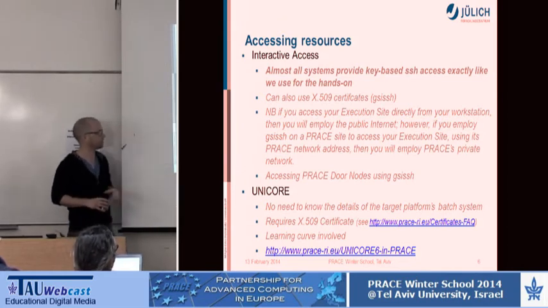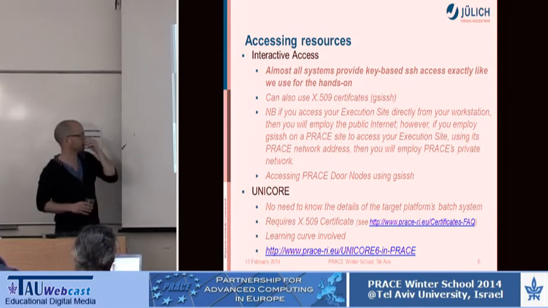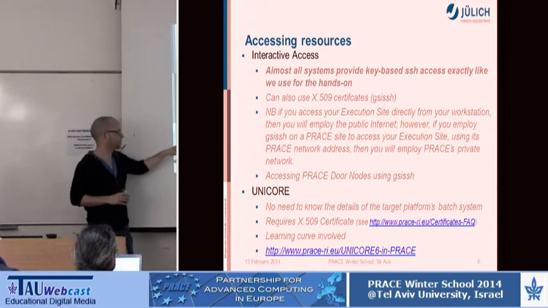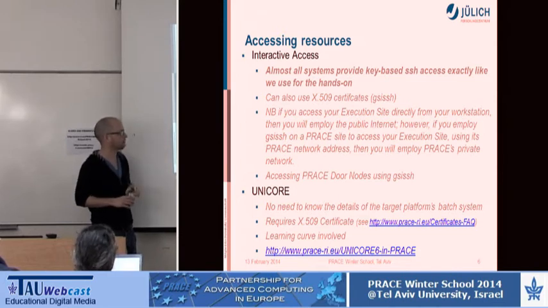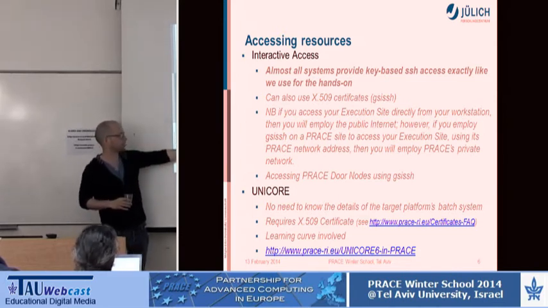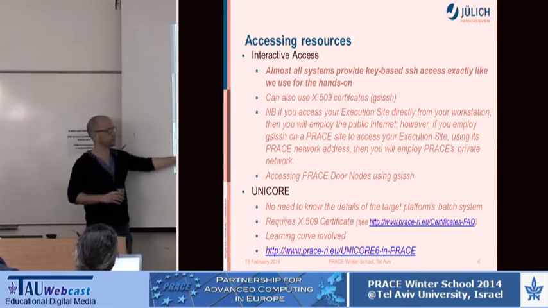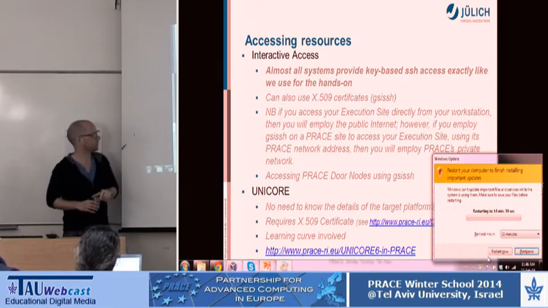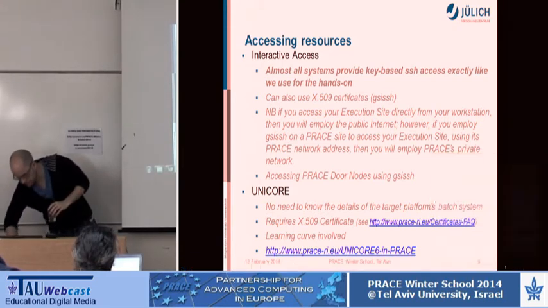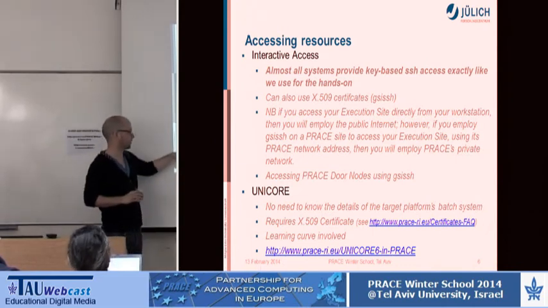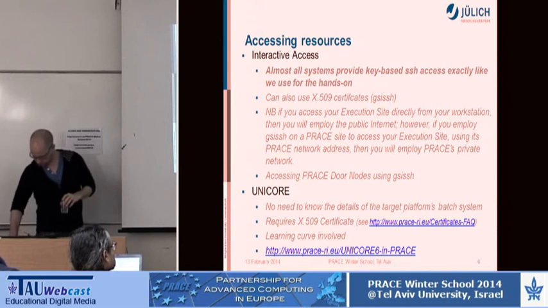Unicore is one of the ways you can access without doing interactive access. This is one of these grid type systems where you submit jobs through a special GUI type interface. You don't need to know the details of the exact target batch system that you're using. It does require the X509 certificates again. There's a bit of a learning curve involved. If you already use it or something similar, it's probably not too much to you. It does take a little bit of effort, but they have lots of documentation about how to do it around the place, and they have schools and things like that as well. So if you want to use those things, it's there.